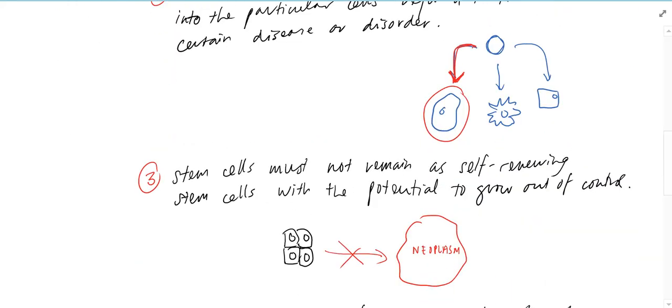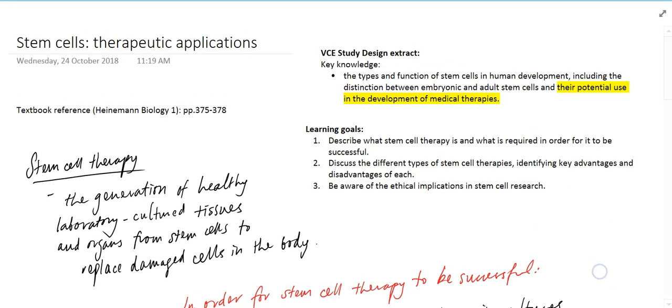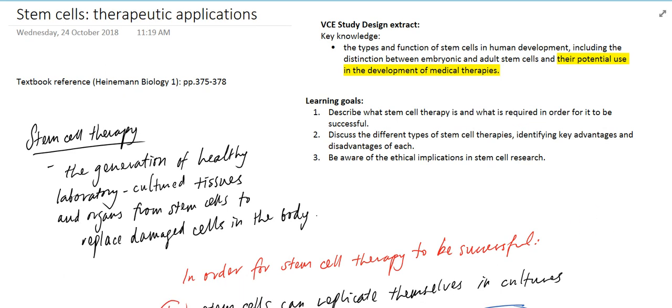All right, so here we've looked at the therapeutic applications of stem cells, the different kinds of stem cell therapies, the challenges involved, and some of the ethical implications.